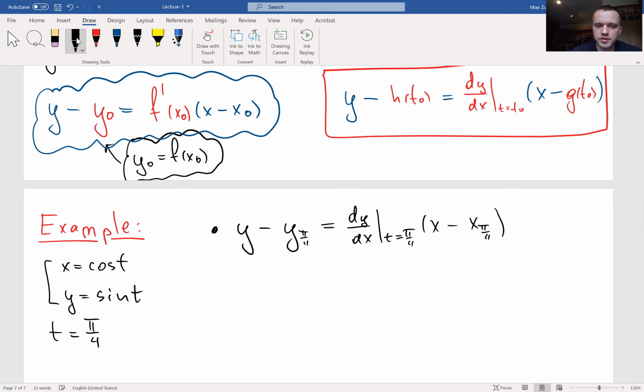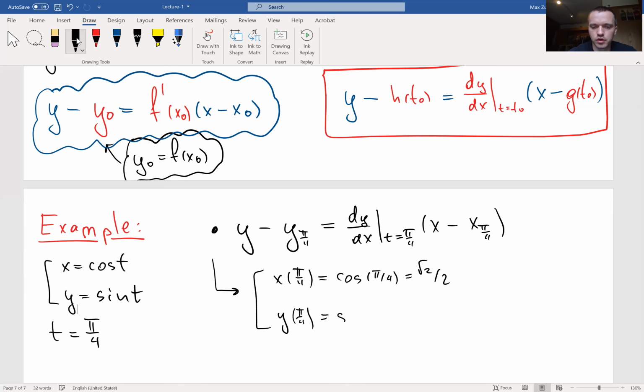So x at pi over 4 means I just need to evaluate my x and y values at pi over 4. To do that, we can see that x at pi over 4 and y at pi over 4 are going to be equal to cosine of pi over 4, which is square root of 2 over 2, and sine of pi over 4, which is equal to the same value, square root of 2 over 2.